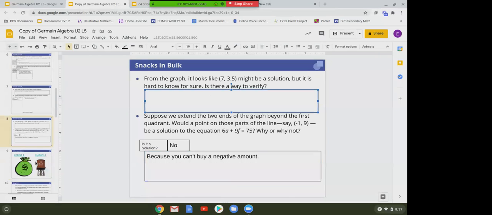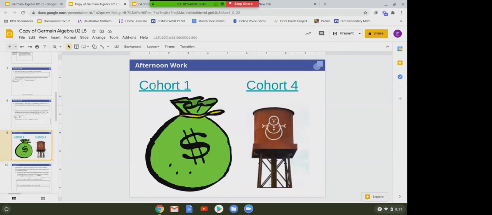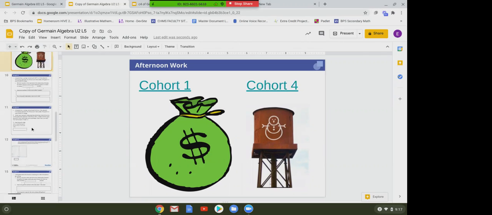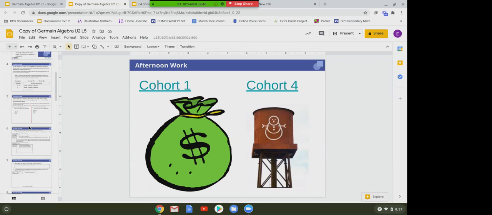What you're doing this afternoon is you're clicking on cohort 1. That's going to take you to an Ed Puzzle video that's going to walk you through the second half of the activity for today. Okay, so I want you to take your time this afternoon going through the Ed Puzzle video. Most of the stops that I have you do, I actually put into the length of the video. So if I say work for 2 minutes, I actually put that 2 minutes into the video. So you don't need to be pausing as you're working this afternoon.